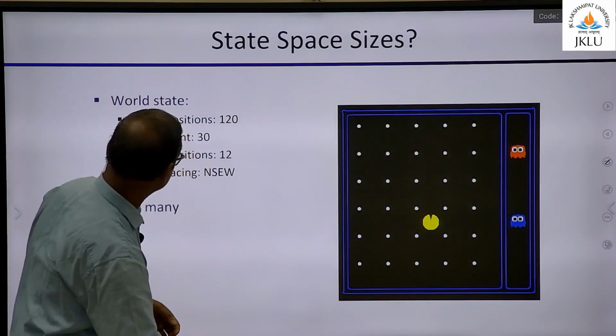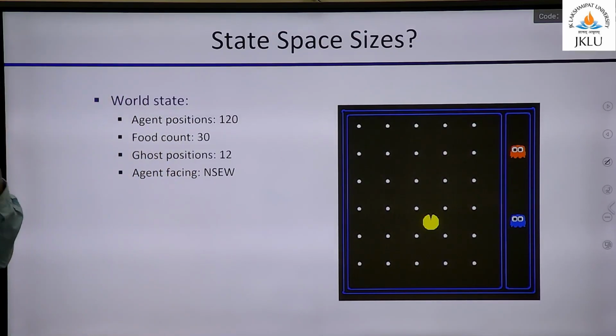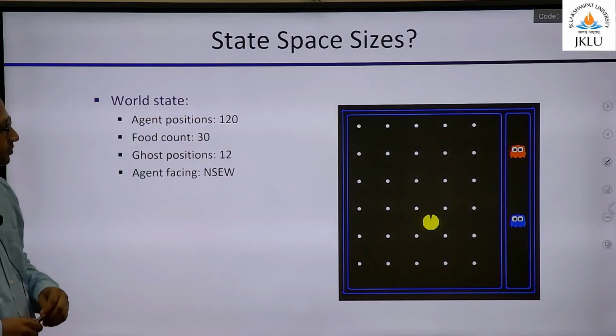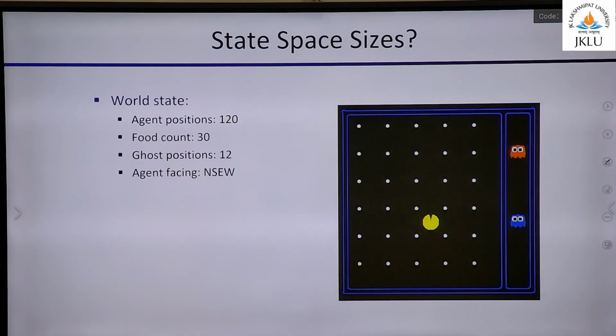State space sizes. First of all, let us understand what these numbers are. How is this 120 coming? Think for two minutes, for all these numbers. Agent positions 120. How come 120?